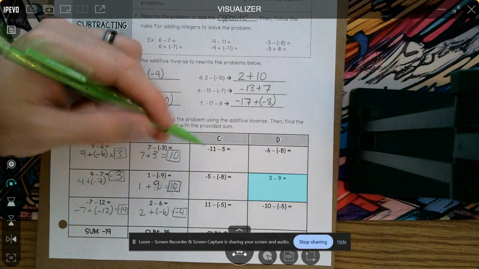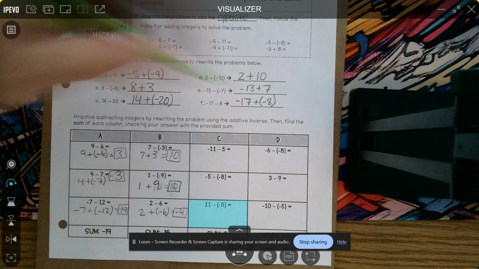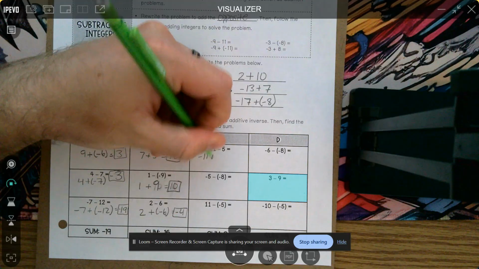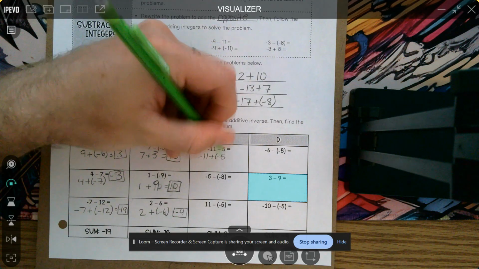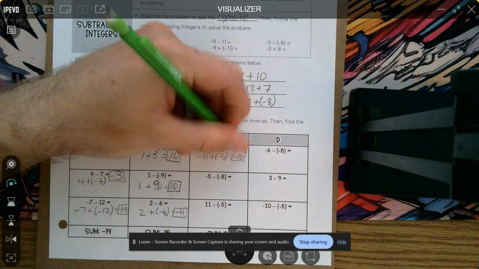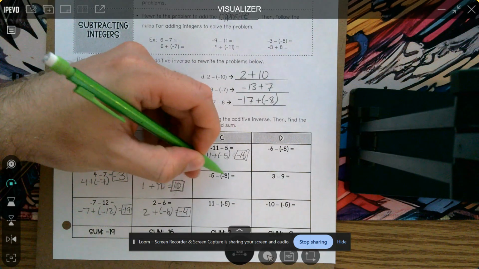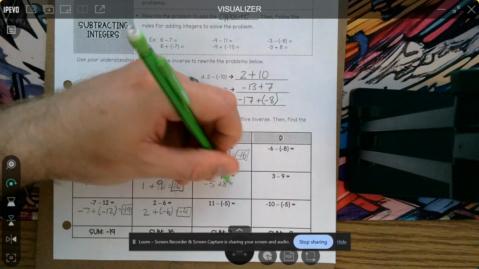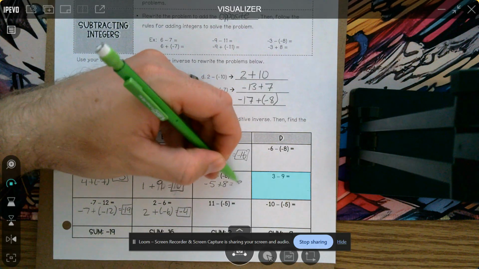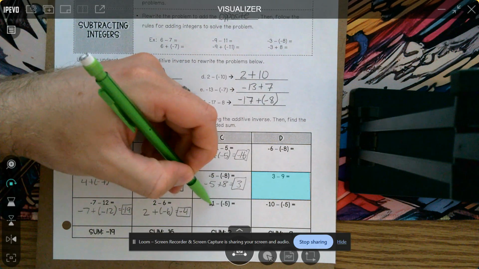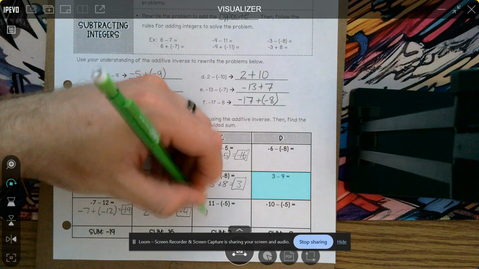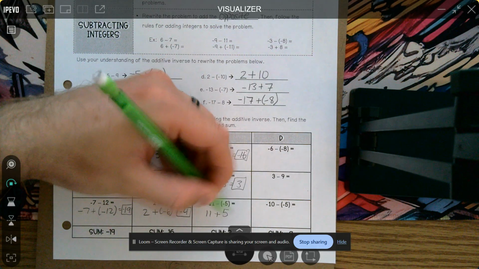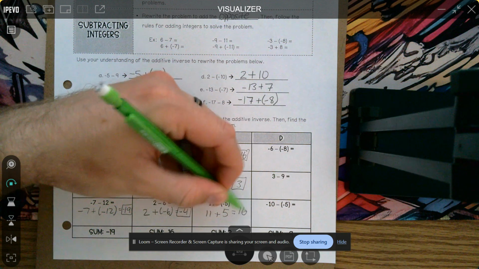I'm going to do C with you, and then you do D. So this becomes -11 plus -5, which is -16. Same signs, add them up. -5 minus -8 becomes -5 plus 8. Subtract because they're different signs, and you get +3. 11 minus -5 becomes 11 plus +5. Same signs, add them up, and you get +16.